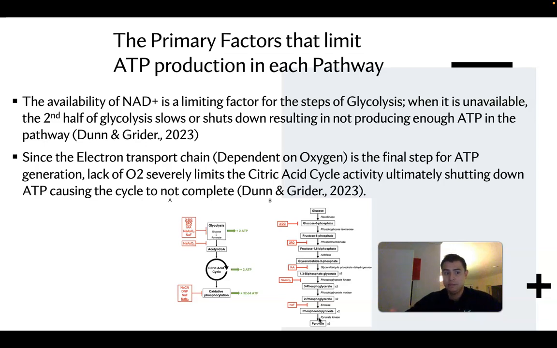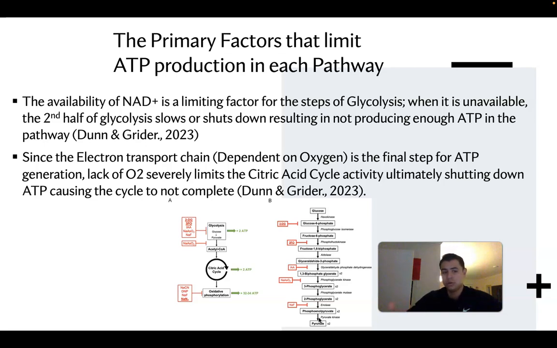And then lastly, the electron transport chain is dependent on O2, which is the final step for ATP generation. So obviously the electron transport chain is pretty much the home of where the ATP is generated and stored. So with that being said, it's going to need to be dependent on O2.